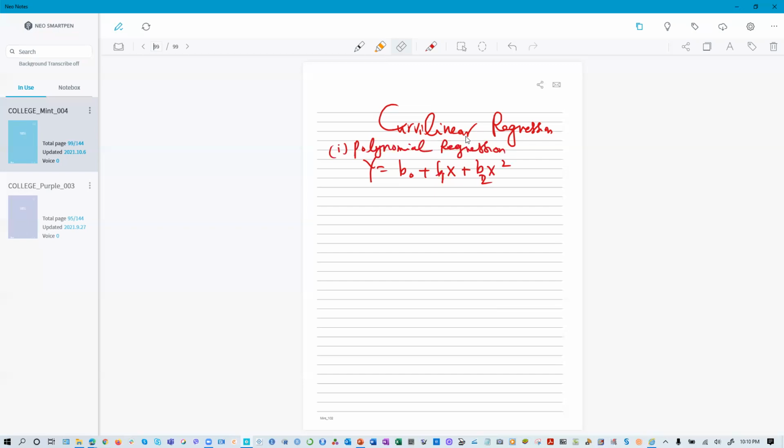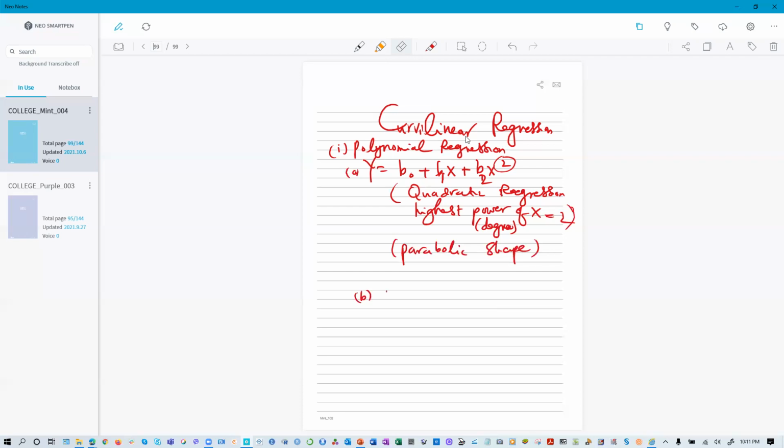This one is called the quadratic regression, because quadratic means second power. The highest power of x, we call the degree, equals 2. That's why we call it quadratic. You're going to get the parabolic shape. Some people go to b0 plus b1x plus b2x squared plus b3x cubed. Up to that point you can go. Then you get the cubic regression. The highest power is 3, degree 3.